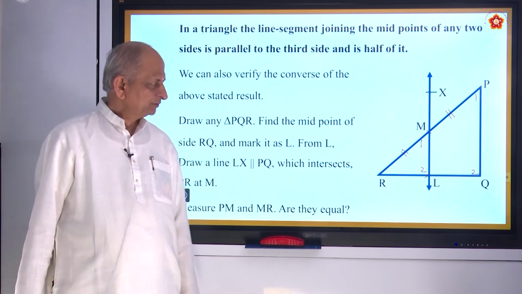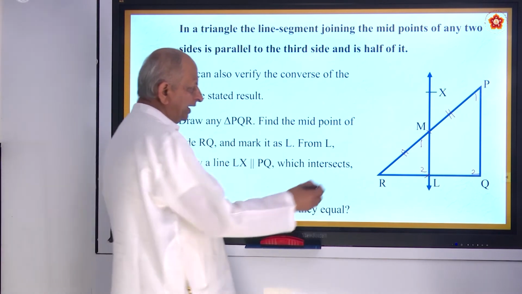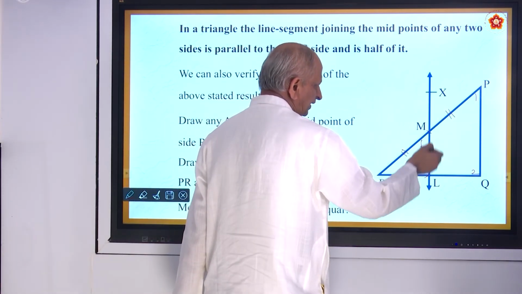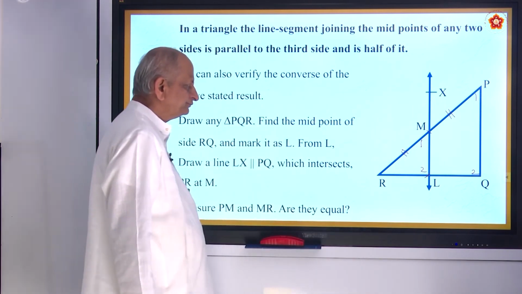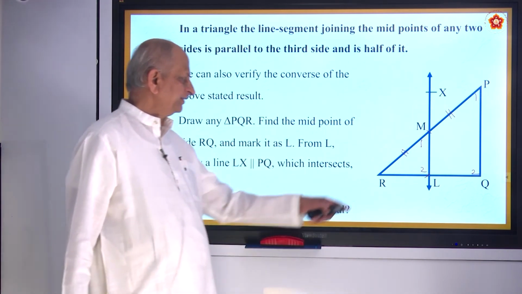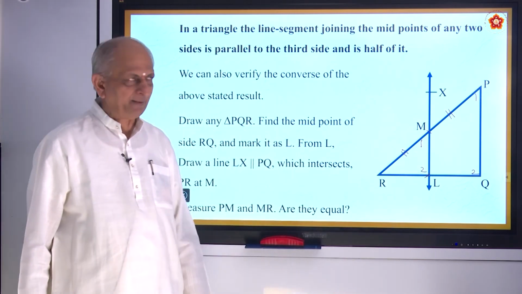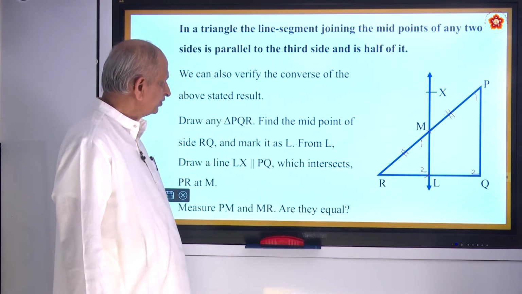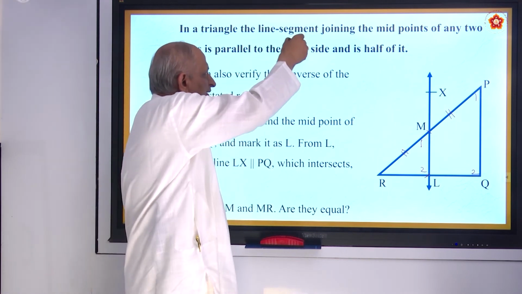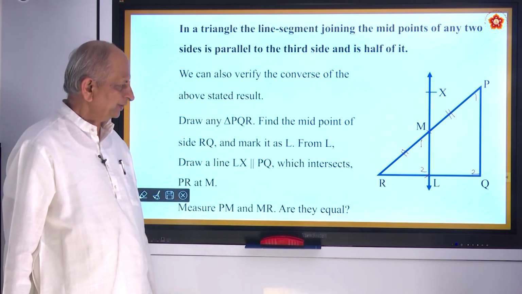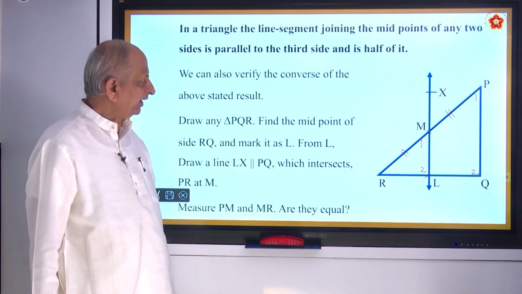That these angles will be equal, the lines will be parallel. But the only condition is that these should be midpoints. M and L must be midpoints. So, it means that the converse of this also is true. It's a very important result. Okay.